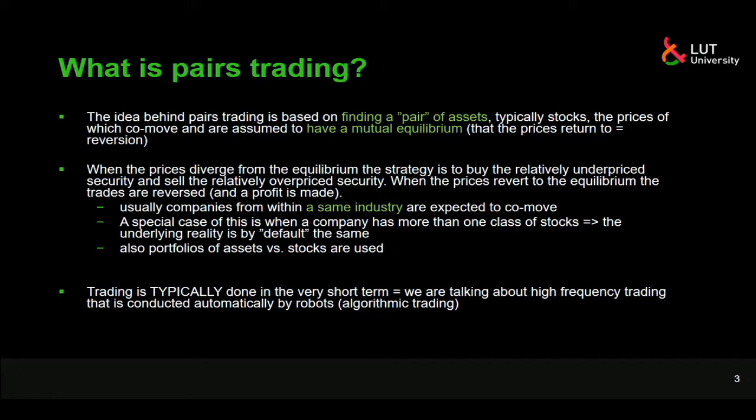So it's rather simple. When the prices revert, we basically sell out our position and cash the profit. And usually, where do we find these kinds of pairs? Well, typically in the literature, we find pairs from companies, assets from within a single industry. The expectation is that the industry is moving into a certain direction, and therefore the companies that are part of that industry would co-move into the same direction.